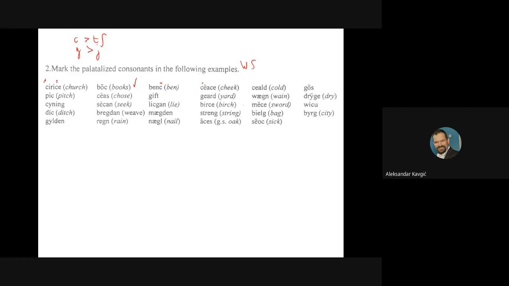Now, keld was actually cheld, but only in West Saxon. In other dialects, there was no palatalization. So whenever you have a word where palatalized consonants are not palatalized, it means that it didn't come from West Saxon. You will learn about this in the history of the English language, and goss is okay. So you can do the rest of it at home.